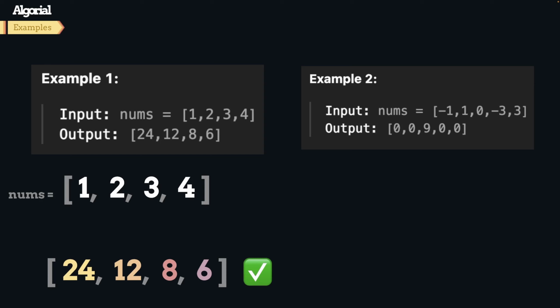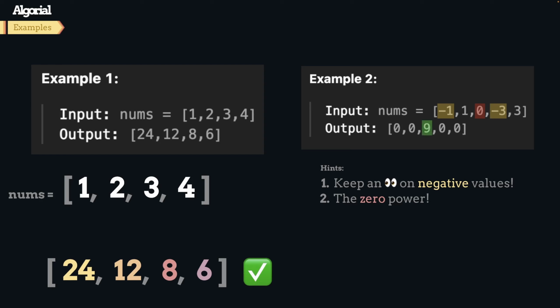Second example, same story goes here as well. It just tries to give us two hints. Number one, values could be negative. Number two, what I like to call the zero power. As you can see, if we have a zero, the only possible non-zero value we could get in the resulting array would be where the zero element exists, because all other cases will be cancelled out by zero multiplication.